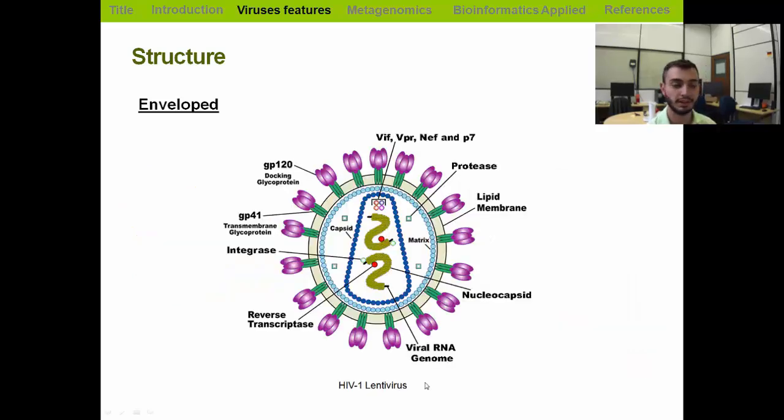Here I show you HIV, the very popular one. You can see the capsid, and the two molecules of RNA that are the genetic material. You can see this matrix, made of proteins to protect the capsid, and this envelope outside of it with these proteins, these receptors that are responsible for interacting and binding with the cell that they will infect, like the T4 lymphocyte in the case of HIV.